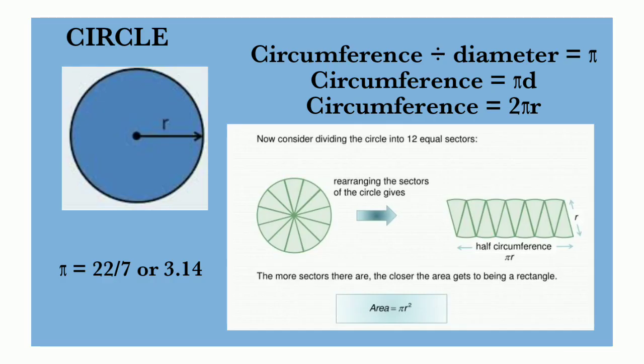Okay, the next one is circle. In a circle, we have a center and a fixed distance, small letter r, that is the radius. From that center, using that fixed distance, draw a boundary, and that figure is known as a circle. So how to find the circumference of the circle?